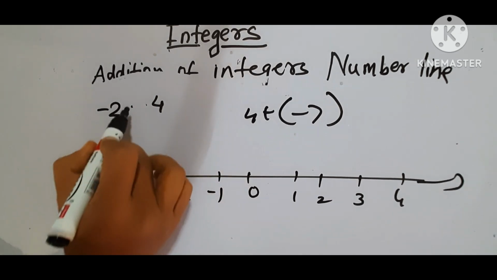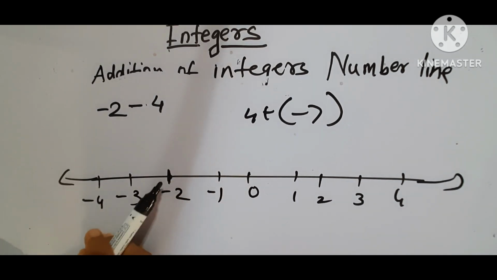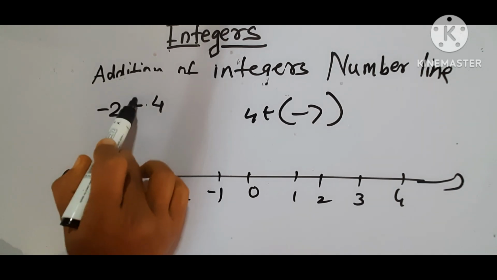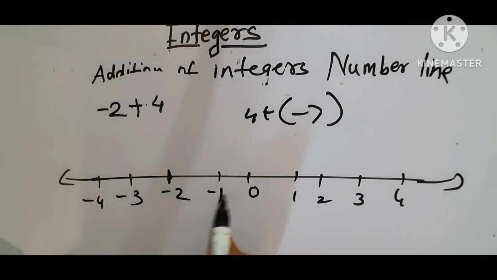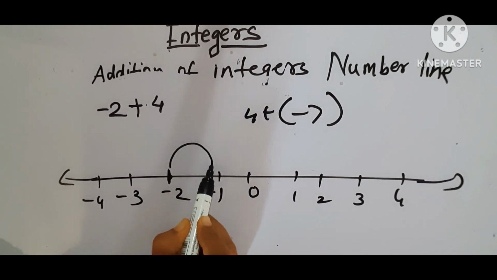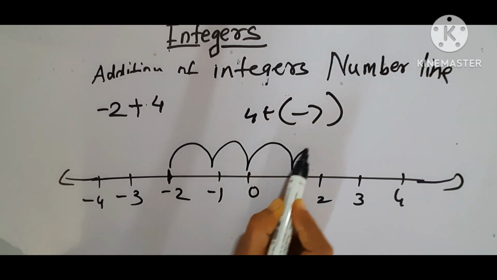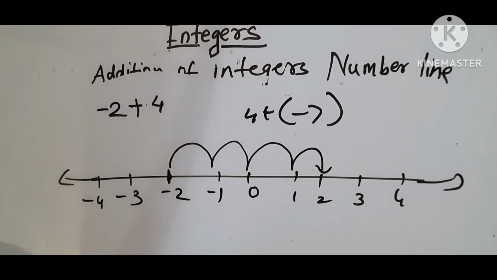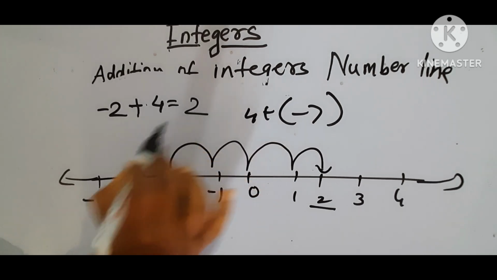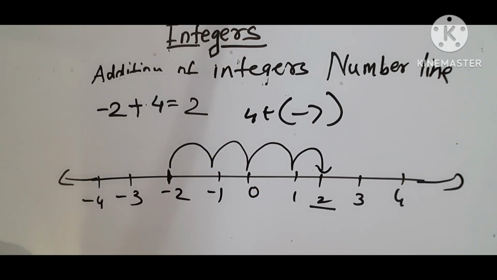If it would have been minus 2 minus 4, we would have gone minus 2 and then the negative side would continue. But it is minus 2 plus 4 and that's why we'll go to the positive side. So we'll go 4 times: 1, 2, 3 and 4. And what is the value we have got? 2. So we can say minus 2 plus 4 is equal to 2. Okay. I hope this is clear.